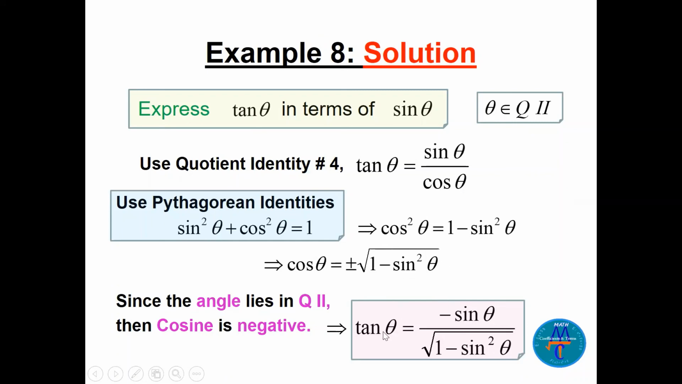So what is tan theta now? Tan theta would be the minus. I can put the minus in the denominator or in the numerator. It looks better here. So tan theta will be minus sine theta divided by the square root of 1 minus sine squared of theta. That is the answer. This is tan theta in terms of sine theta only, with some numbers.